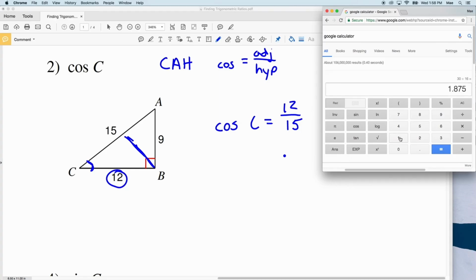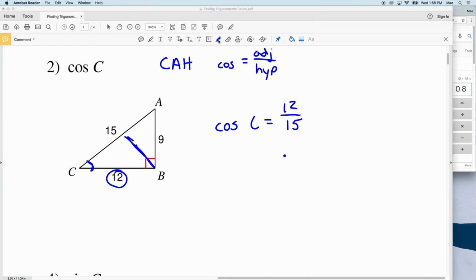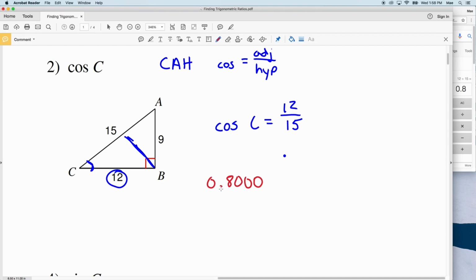Enter that into our calculator. 12 divided by 15 is going to give us 0.8, but we need to write this to the 10,000ths. So that's going to be 0.8, which is tenths, hundredths, thousandths, 10,000ths. So 0.8000.